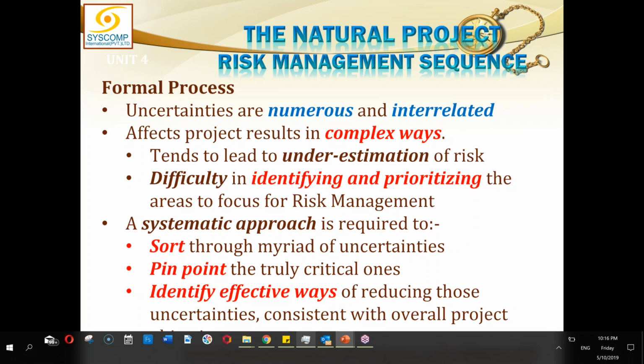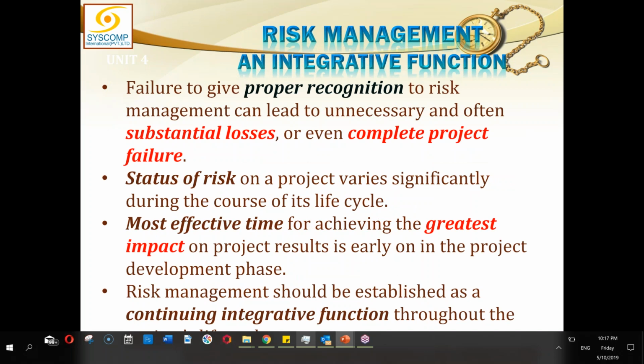First of all, I must collect all the uncertainties, or I must identify all the risks. Then I should pinpoint the critical ones. And then I should identify effective ways of reducing those uncertainties, consistent with overall project risk management. Failure to give proper recognition to risk management can lead to unnecessary and often substantial losses, or even complete project failure. I think this is very much self-explanatory.